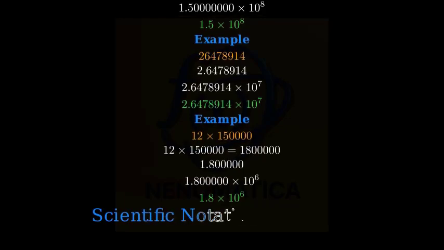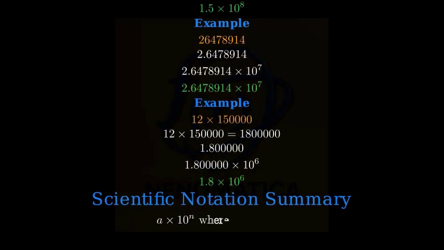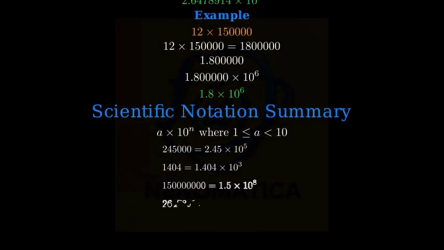To summarize, scientific notation allows us to express very large or very small numbers in a more concise form. The general format is a number between 1 and 10 multiplied by 10 raised to some power. Positive exponents indicate large numbers, while negative exponents would be used for very small numbers. This notation is particularly useful in science, engineering, and computing.